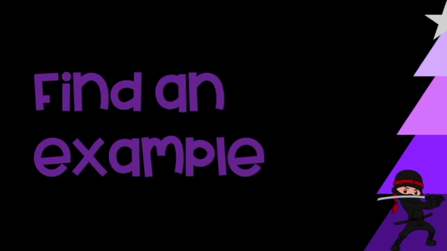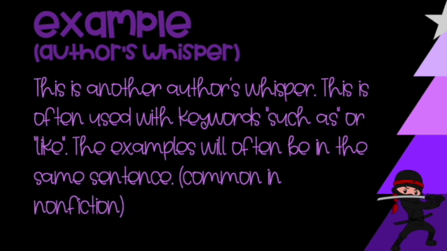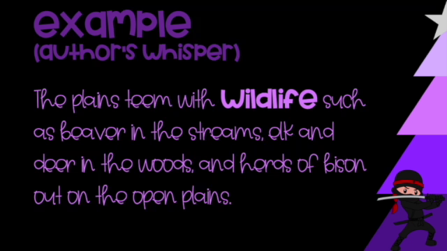The second way that we can be a word ninja is to find an example. An example is also called an author's whisper. This is another author's whisper. This is often used with keywords such as "or" or "like." The examples will often be in the same sentence, and this is also common in nonfiction texts.